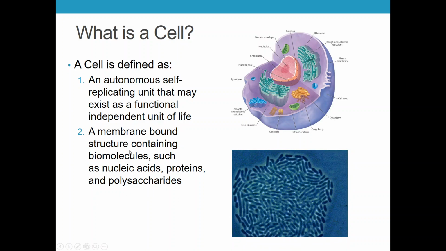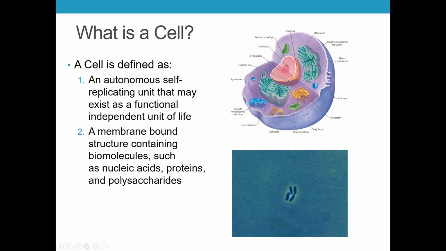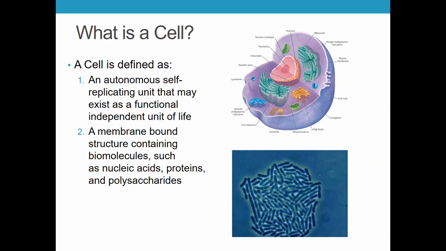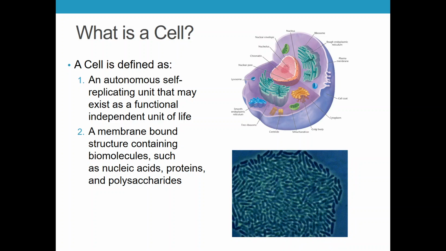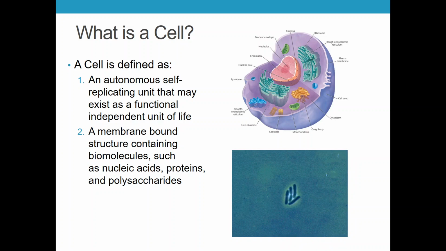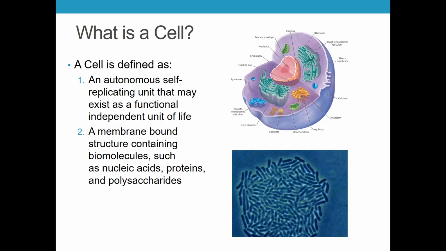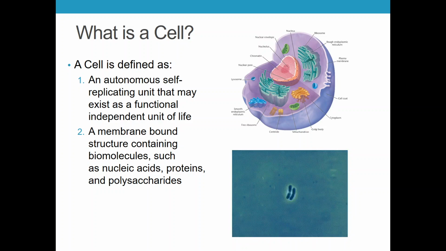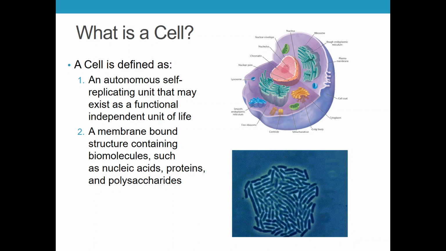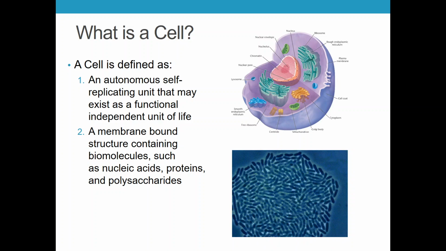The second part of this is that they are membrane-bound structures that contain biomolecules that represent that machinery. These biomolecules are nucleic acids, proteins, and polysaccharides. These biomolecules are really where we are going to spend all of our time in this class. What we are doing in Biochemistry 1 is laying the foundation. We are going to spend most of our time talking about the biomolecules themselves. This is the foundation. What do they look like? What do they do? How do they behave?